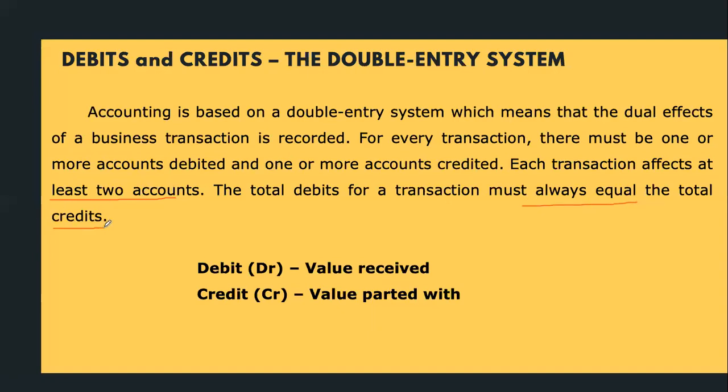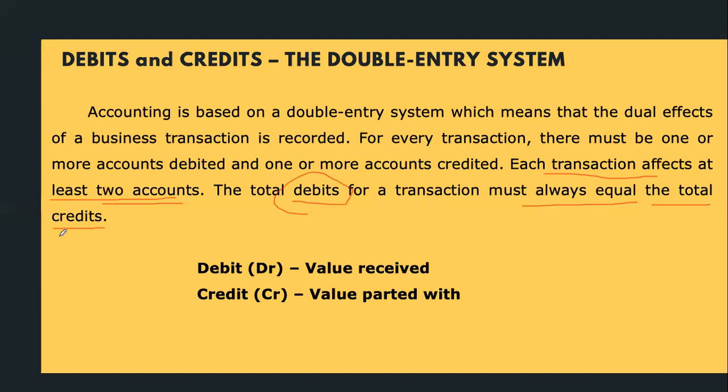So therefore, we say double entry system, because in every transaction, for every debit, there's also a corresponding credit. You cannot debit without a credit. Take note that for every transaction, there must be one or more accounts debited and one or more accounts credited. Each transaction must affect at least 2 accounts, one debited and one credited. Because again, in every transaction, the total debits should always equal your total credits.